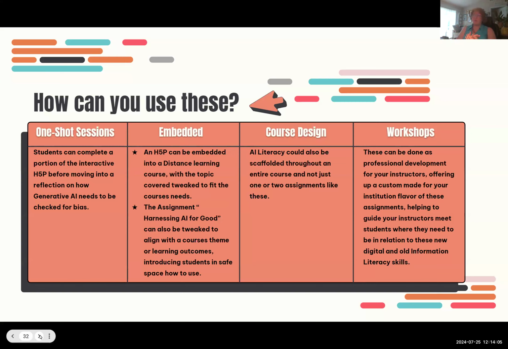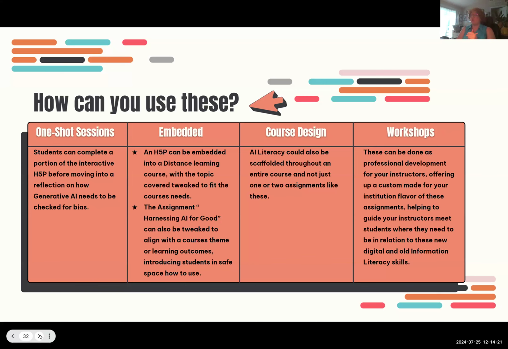This also can be implemented into course design, where it's scaffolded through an entire course, much like it would be in this instance, where they have opportunities to learn about these bits and pieces in various weeks. And we also recommend that it could be done in a workshop.